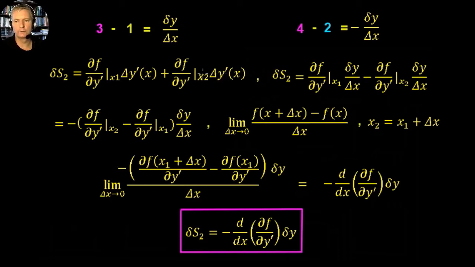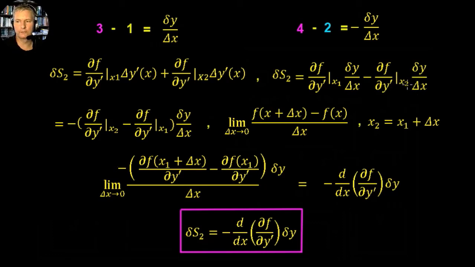Now what we're going to do is replace this delta y derivative at x1 with our value delta y upon delta x, and we can replace the delta y derivative at x2 with our value delta y upon delta x minus delta y upon delta x. And I've done that here, so I've just replaced these two terms with the terms above. So we've got delta S2 is partial f by partial y derivative at x1 times delta y upon delta x minus partial f by partial y derivative at x2 times delta y upon delta x.